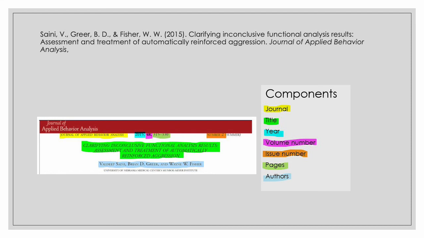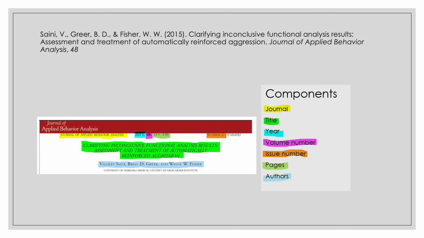Moving on to the journal. This article is in the Journal of Applied Behavior Analysis. You capitalize the first letter of every word in the journal name except for words like of and. The journal name is also italicized, followed by a comma and a space.